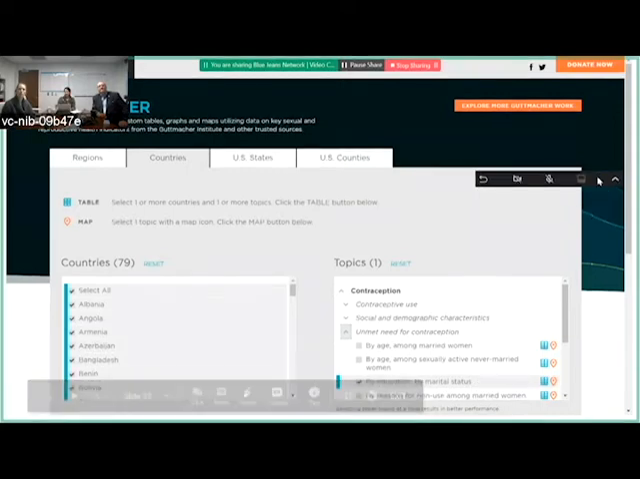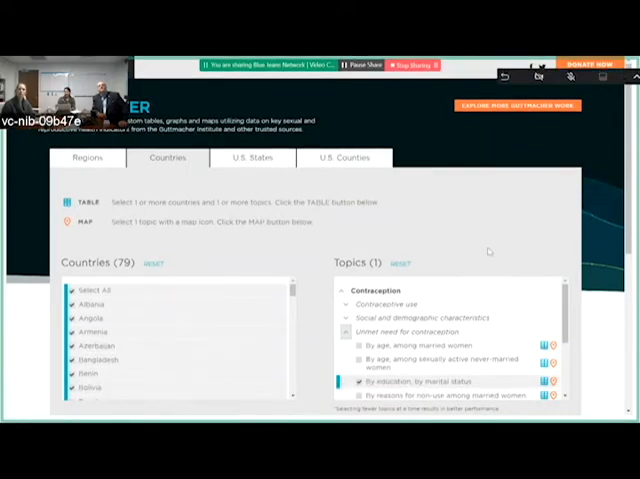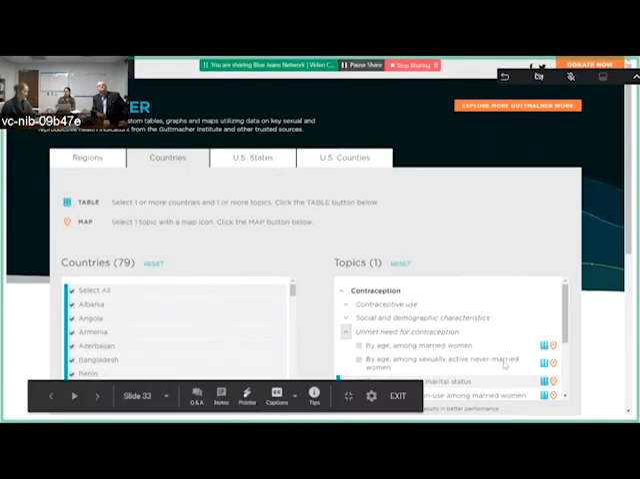Move this out of the way here. I chose unmet need for contraception. You can see the different ways I can see that if this would get out of the way. But you can see here that maybe you can't see it because this is in the way. But it does say education and marital status, that I can map that.